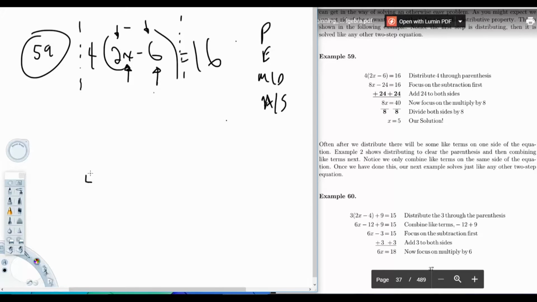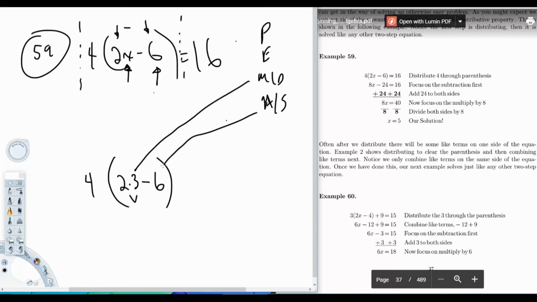So let's say it was 4 times (2 times x, let's say x was 3, minus 6), right? The first thing we would do is the parentheses, and in the parentheses we would do the multiplication and division first and then the addition and subtraction after. So we'd have 6 minus 6, right? 2 times 3 equals 6. Times 4, and that equals 0, so it'll be 4 times 0 equals 0.